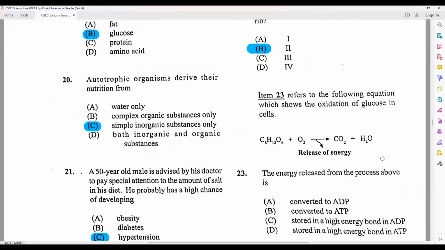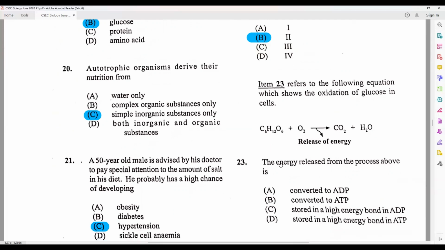Item 23 refers to the following equation, which shows the oxidation of glucose in cells. And that causes the release of energy. So this is aerobic respiration that they are showing here. The energy released from the process above is, don't mind the fancy words, you know that this is the respiratory system of organisms. That's the section. So that should give you a hint to where the question is pointing your answer to.